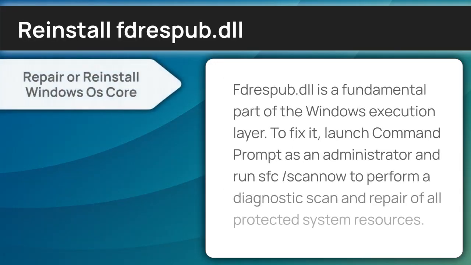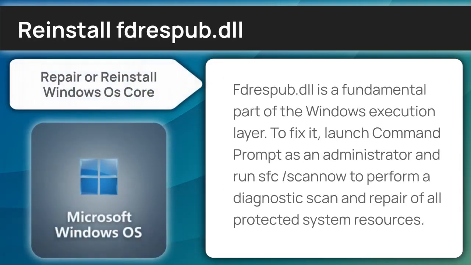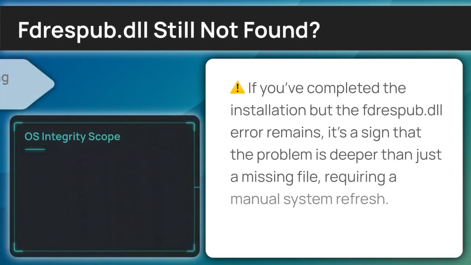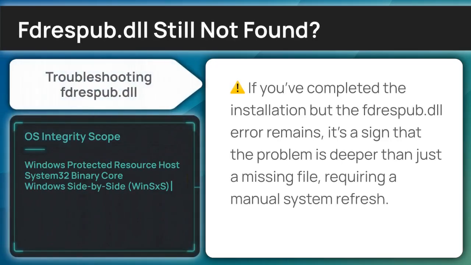Fdrespub is a fundamental part of the Windows execution layer. To fix it, launch Command Prompt as an administrator and run sfc /scannow to perform a diagnostic scan and repair of all protected system resources. When a standard reinstall doesn't cut it, we move to advanced diagnostic steps to ensure the system is properly configured.